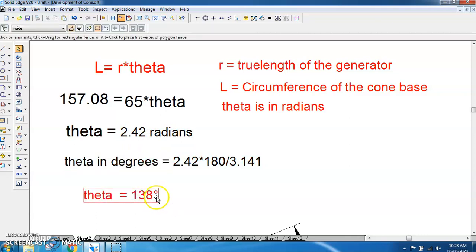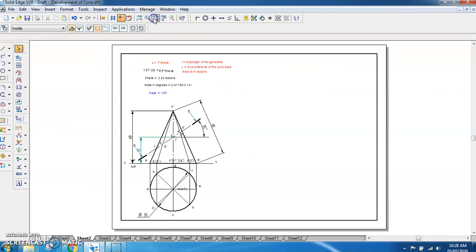So approximately we are getting 138 degrees. You may get it as 139 also. So I'll go with 138. You take the value which you get. So if I think that theta is 138 here, I have to get this theta first.